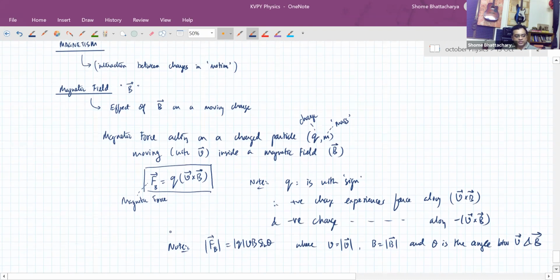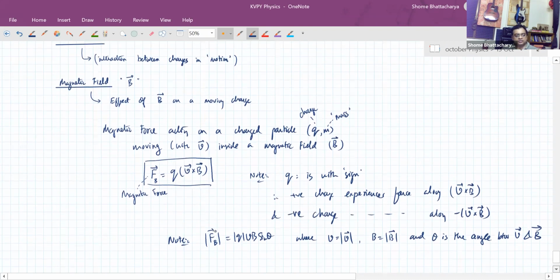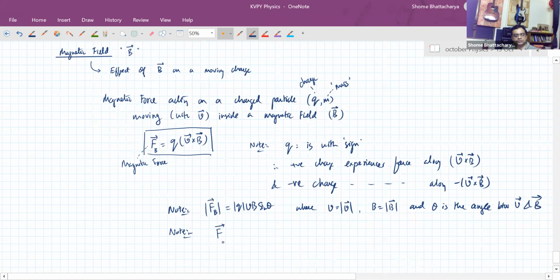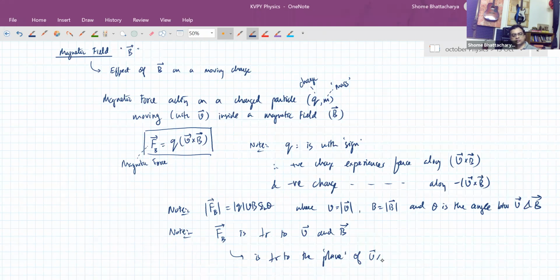Now, the next thing which is very important is that the direction of the magnetic force is perpendicular to v and B. That is the nature of the cross product. So basically, you can say it is perpendicular to the plane of the two vectors v and B.